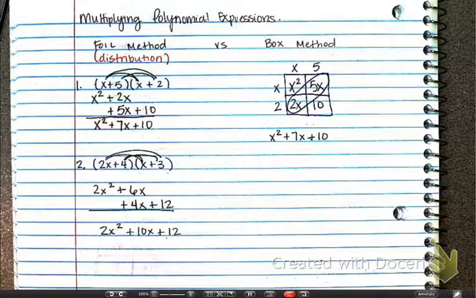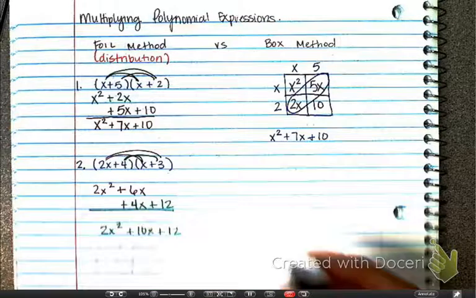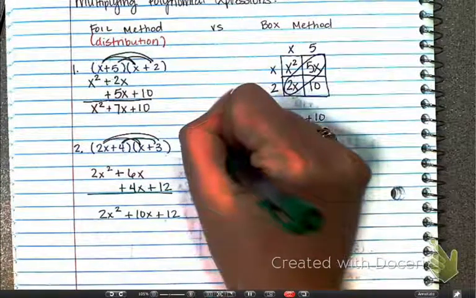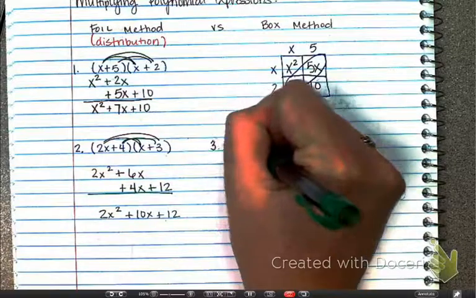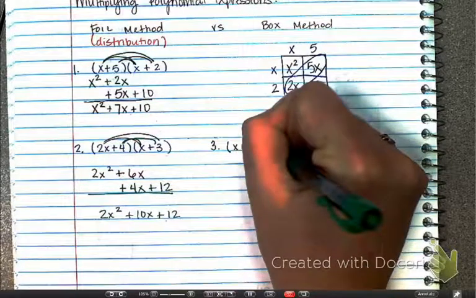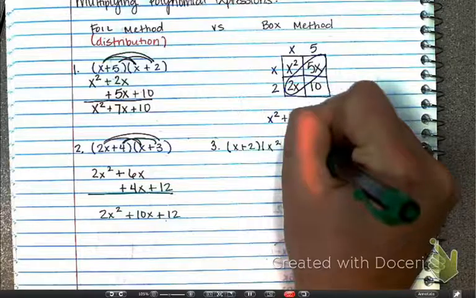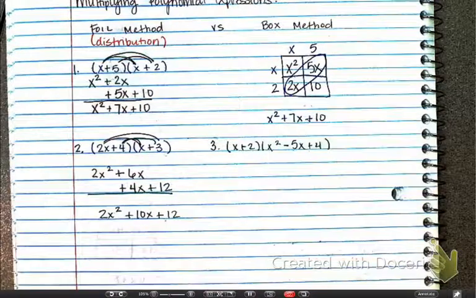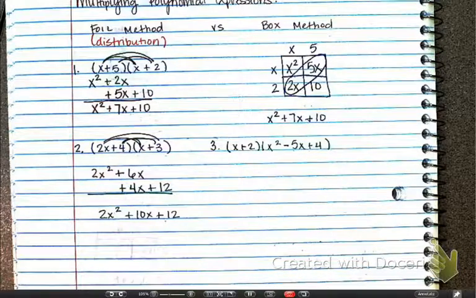Okay. So we finished with 2 by 2s. Let's look at a 2 by 3. So we're going to look at x plus 2 times x squared minus 5x plus 4. And we're going to do this one together, and we're going to do it both ways. I think the larger our terms get, so a binomial times a trinomial, or a trinomial times a trinomial, the box method I find is easier. If you don't like the box, then don't use it. We're going to do both, and you're going to write down both. So let's start with distribution.